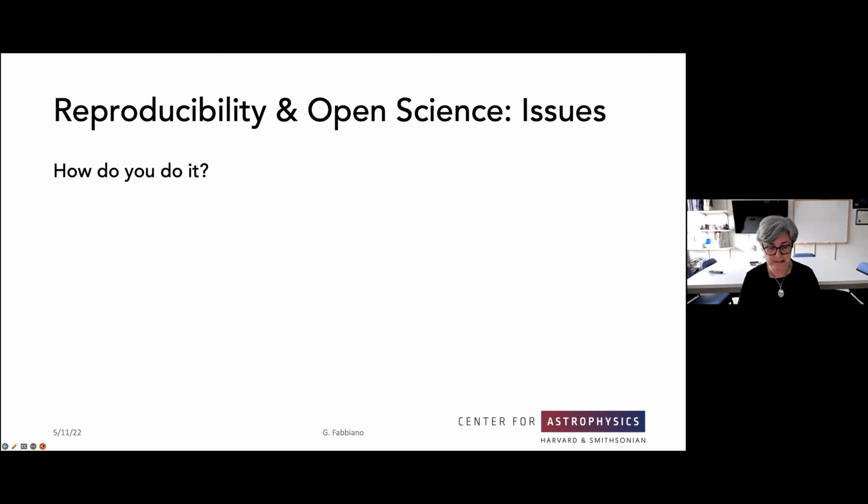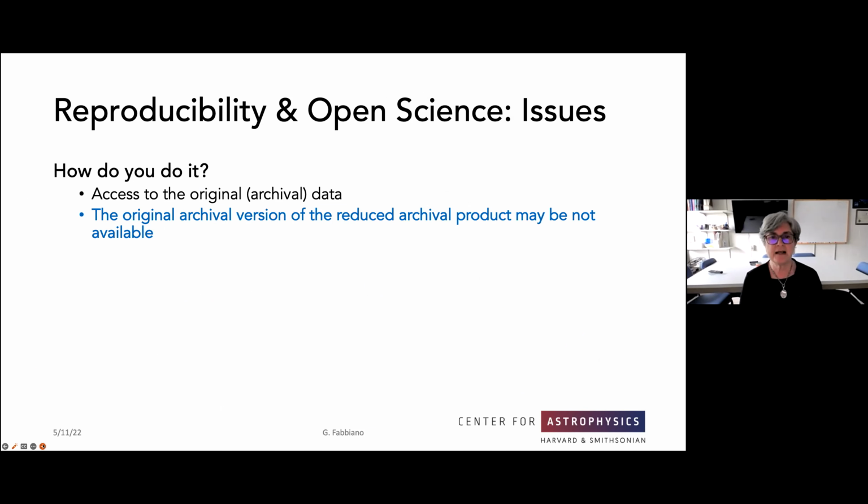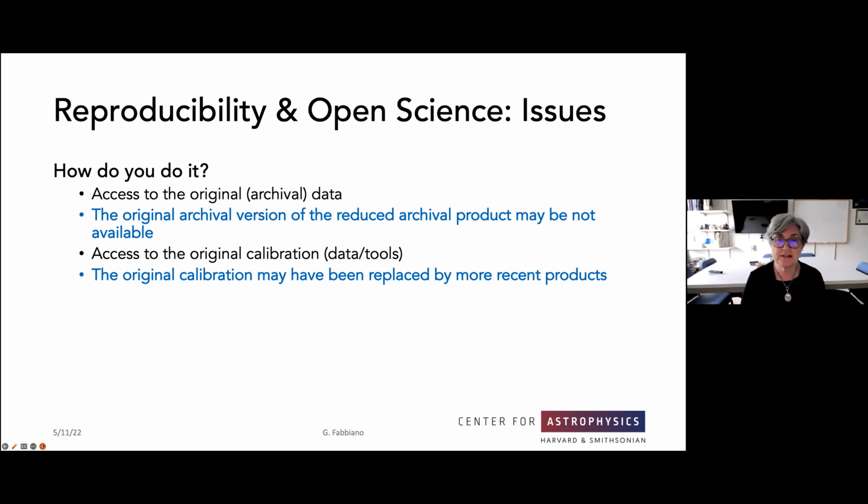So, but how do you do it? There are some issues, and some of this was discussed here. For example, you should have access to the original archival data, but sometimes there are different versions of data in the archive. Maybe the original version, the one that you used in the paper you want to reproduce, is not easily available. You want to have access to the original calibration. But again, the original calibration might have been replaced by more recent, better products.